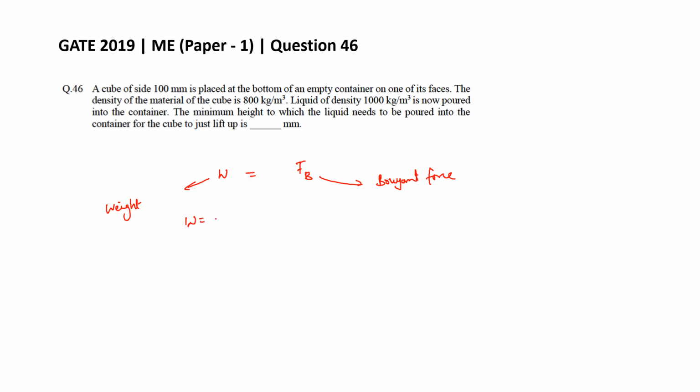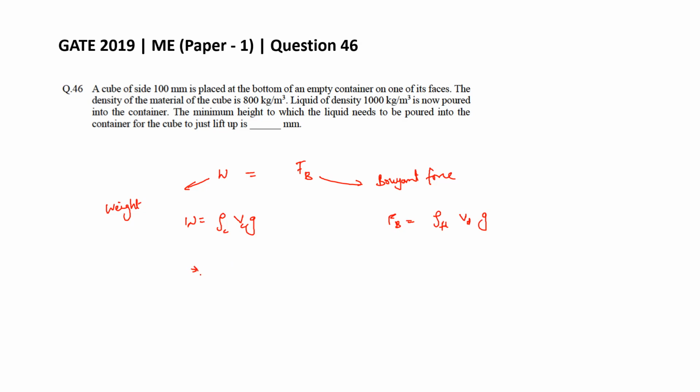Now weight will simply be given by rho times the volume of the cube times g. So this is Vc, volume of the cube, whereas buoyancy force will be given by rho of fluid, and yeah, fluid I suppose is water because this liquid has density 1000, times volume displaced times g again. So weight is rho of cube, volume of cube times g.